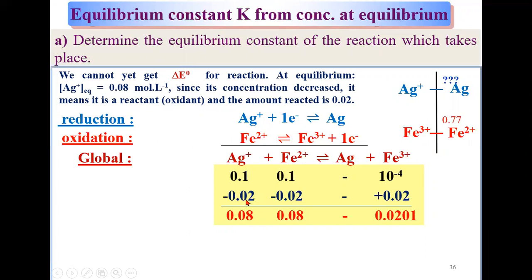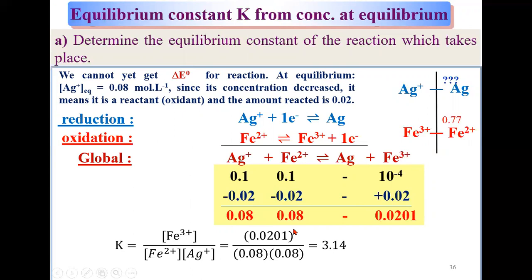Once I have the amount reacted, I can solve for all the others. The Fe2+ will also be minus 0.02, and the Fe3+ on this side is plus 0.02. I don't really include the solids because they don't get into my equilibrium constant. Great. Now I have the concentrations at equilibrium. It's from here that I can get K.